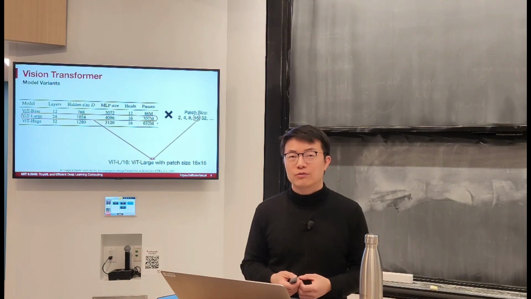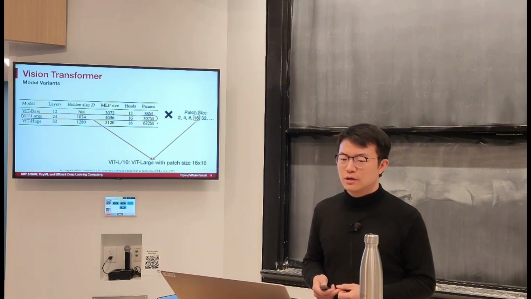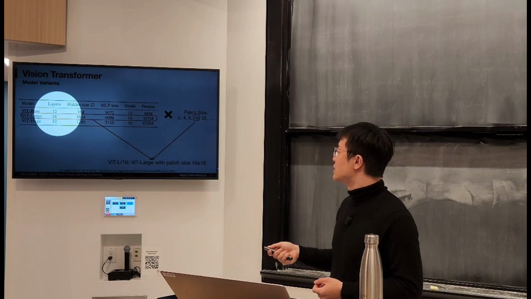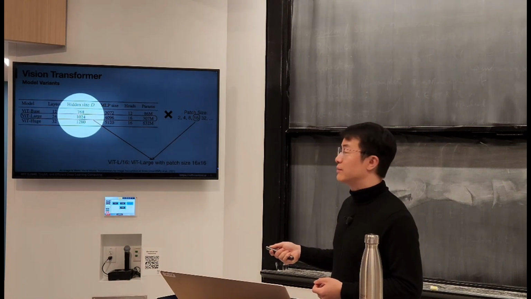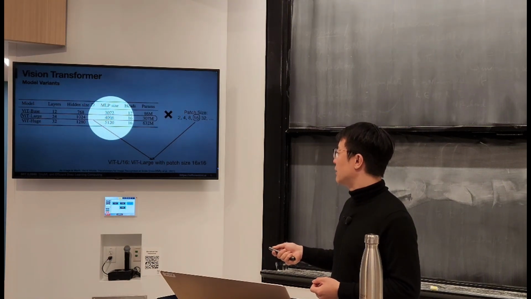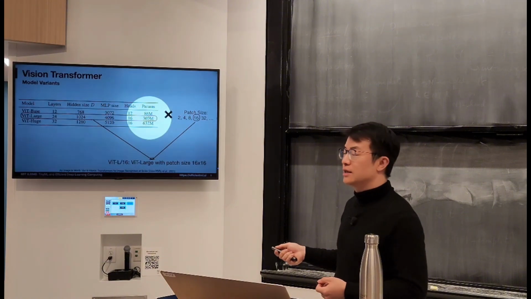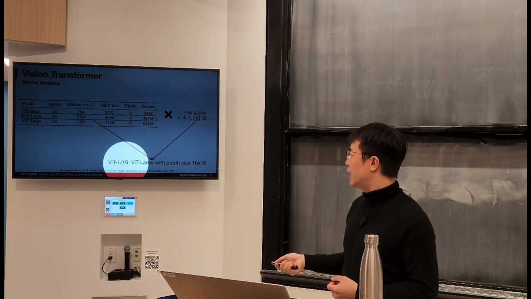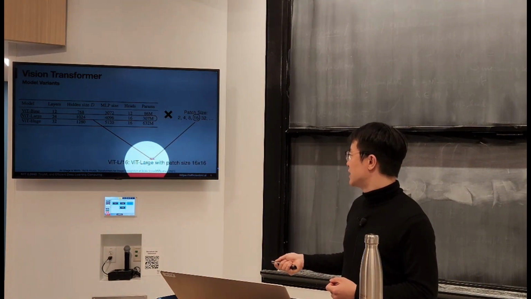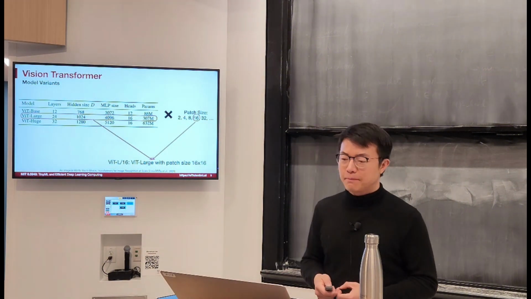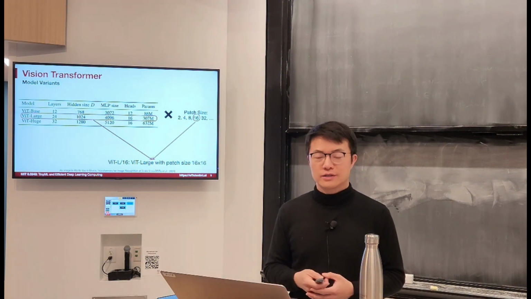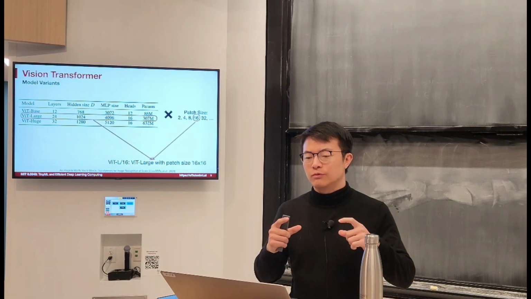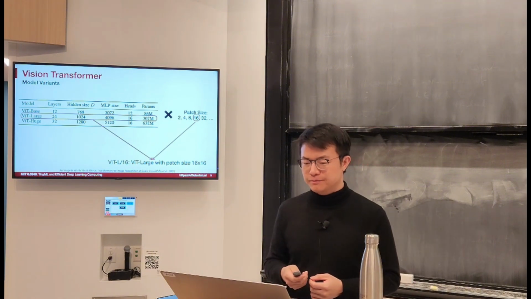There are several variants of vision transformers. For example, there is ViT base, ViT large, and ViT huge. They have different numbers of layers. ViT large has 24 layers, a hidden dimension size of 1K, and 16 heads, and roughly 300 million parameters. Usually there is another notation, /16, which means the patch size is 16 by 16. So you can have different patch sizes. The larger the patch size, the more coarse the granularity is.